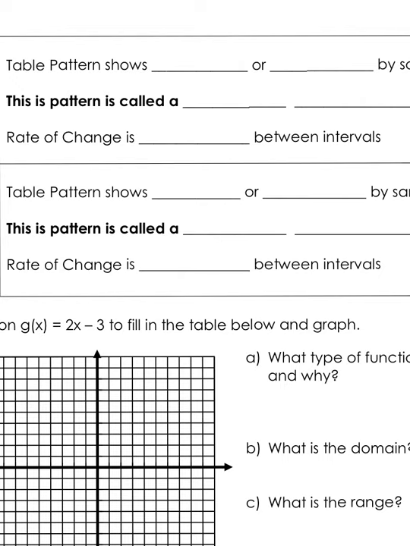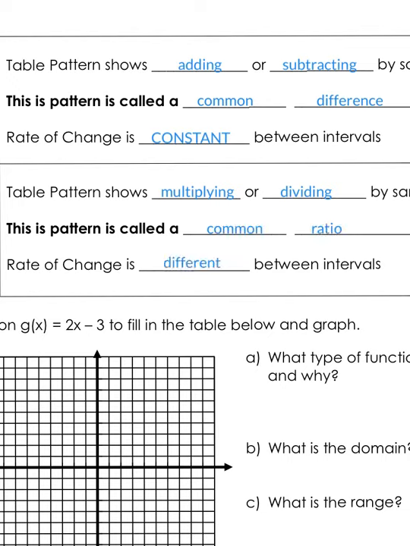Okay, so some key things here. For linear functions, what did we find out? We found out that the table pattern shows adding or subtracting by the same number. This pattern is called common difference. The rate of change is constant between intervals. Now, exponential functions, the table pattern shows multiplying or dividing by the same number. This pattern is called a common ratio, and the rate of change is different between the intervals. It's not a constant rate of change.